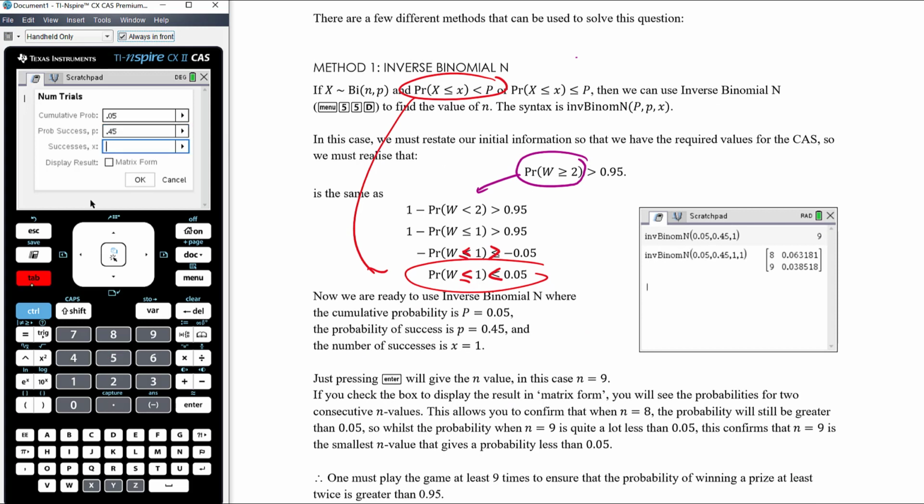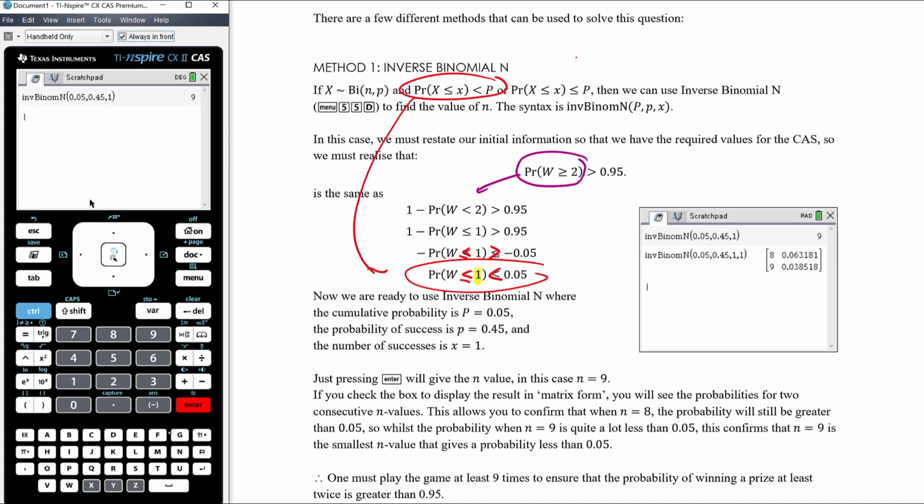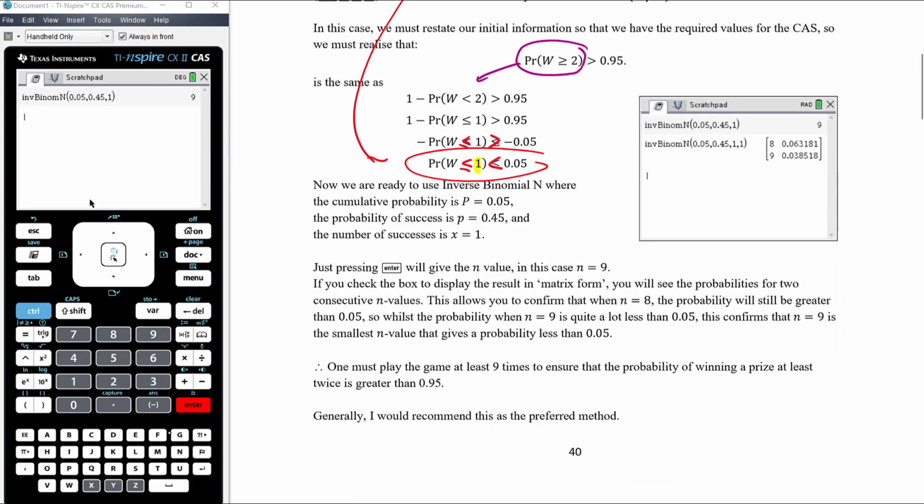And the number of successes, in this case we're always going to use this number here, so the maximum number of successes is going to be 1. Now, I'll talk about display matrix form in a second. It's not really necessary, but if you want to be certain, you can use the matrix form. But if I just press OK, it'll tell me that n has to be 9. It says just pressing enter will give the n value, in this case n equals 9.